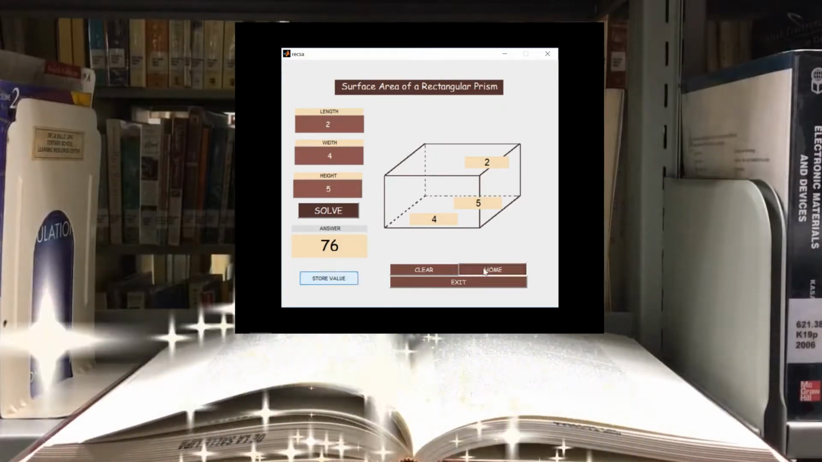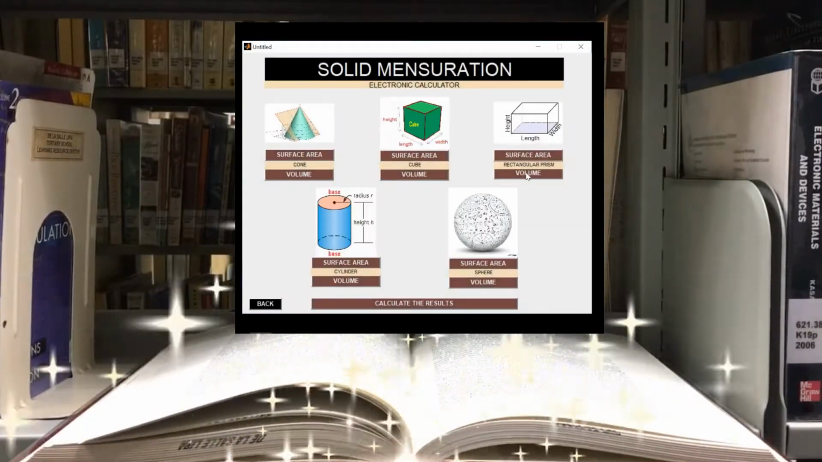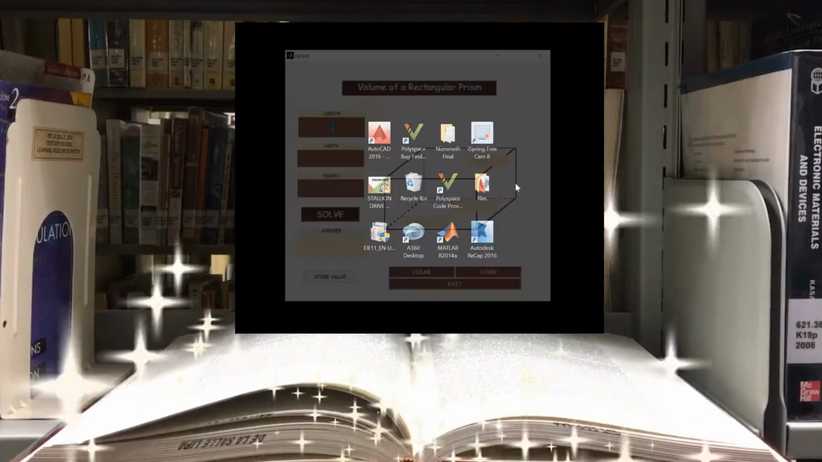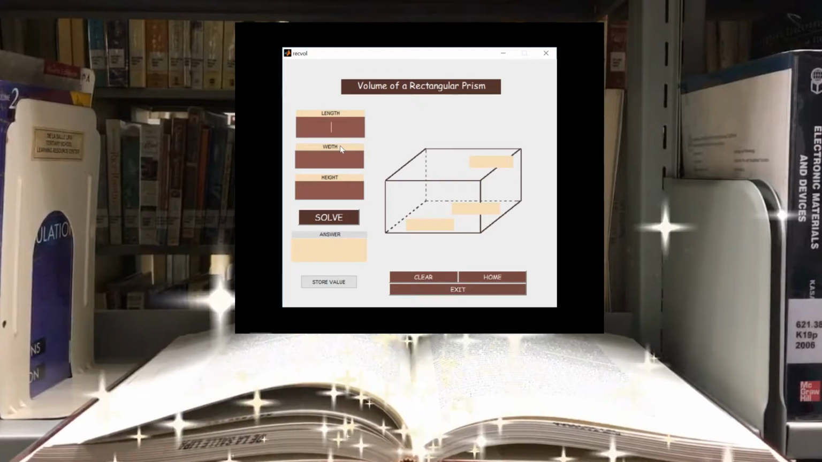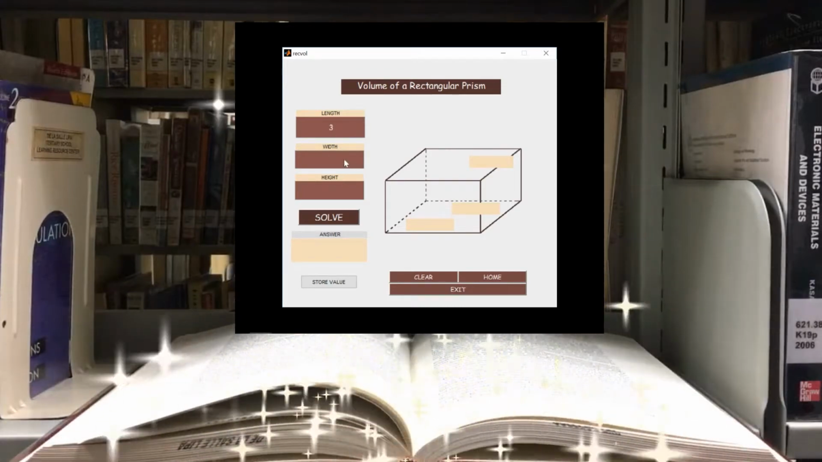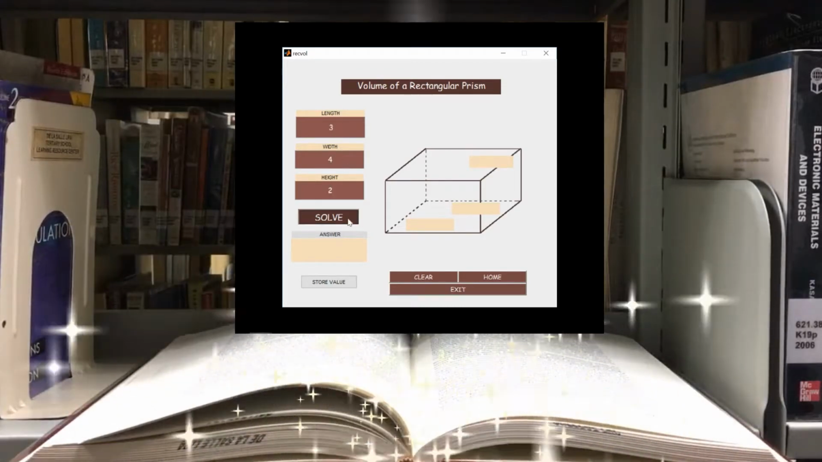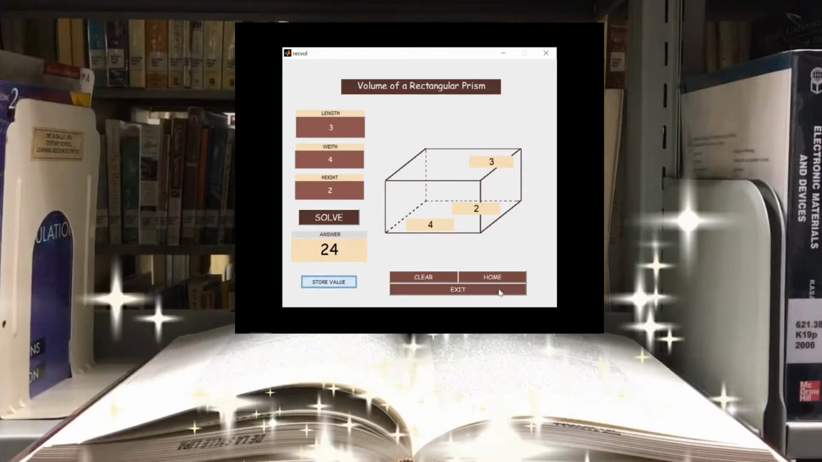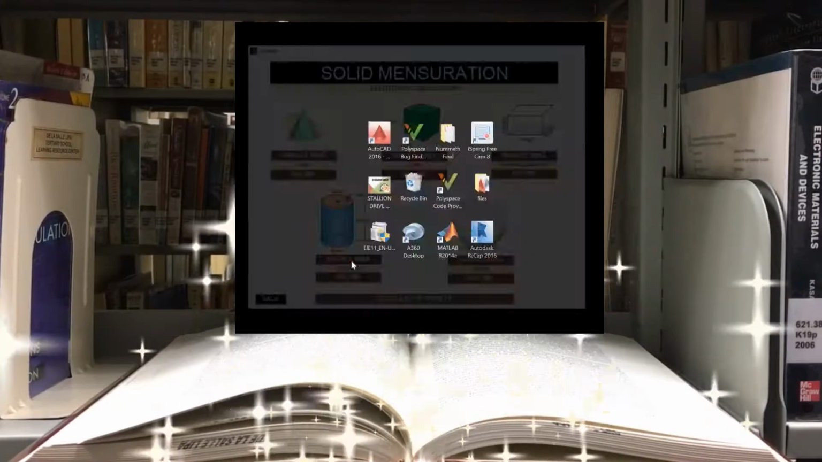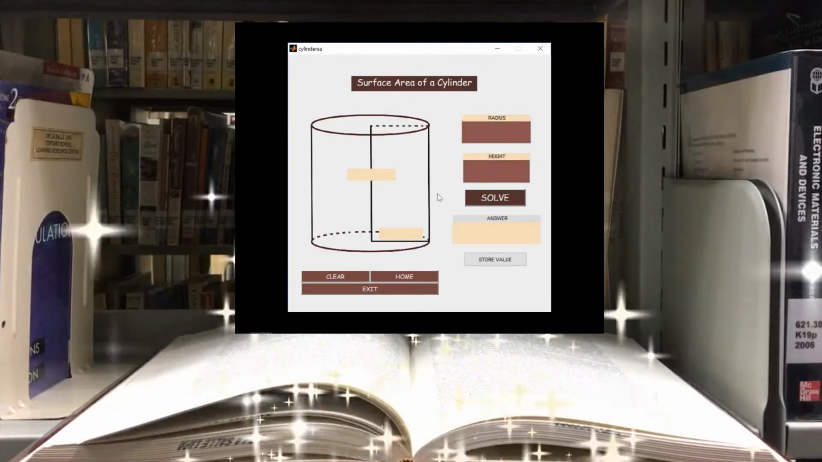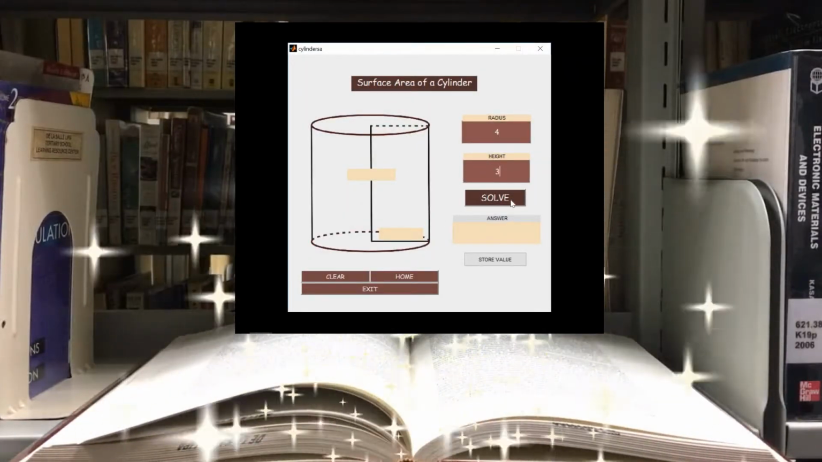Store the values. Home, let's try volume. For the length, volume of 3, width is 4, and the height is 2. 24. Again, store the values. For the cylinder, surface area, we have 4, and then the height is 3.